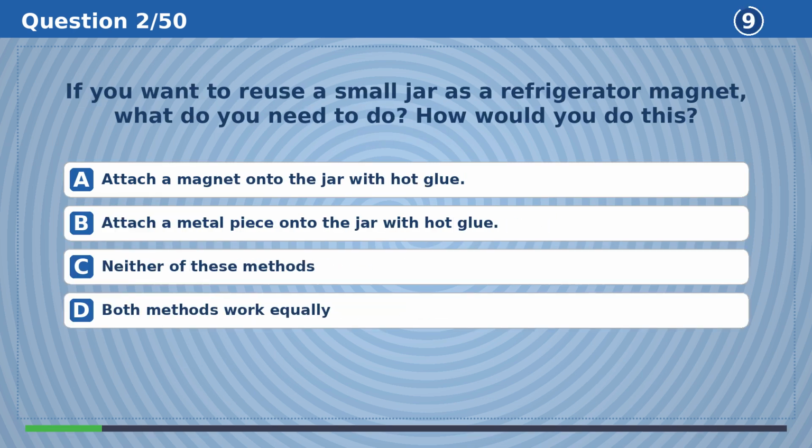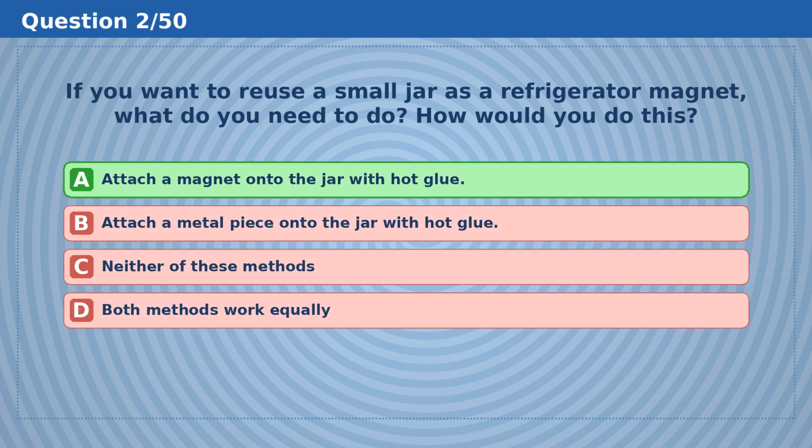If you want to reuse a small jar as a refrigerator magnet, what do you need to do? How would you do this? The answer is A, attach a magnet onto the jar with hot glue.